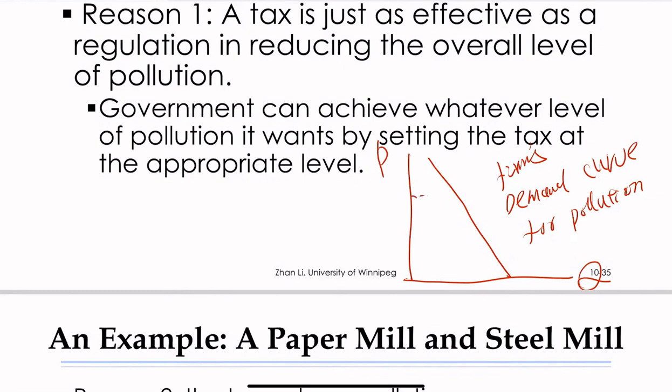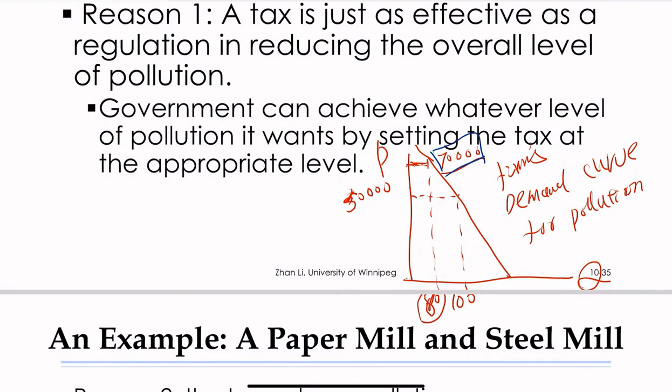Let's say at the tax of $50,000, each firm will want to pollute 100 tons. Then at the price of, let's say, I just give a random number, $70,000, the firms will only want to produce 80 tons. Now you can see that if the government wants to make sure every firm will only produce 80 tons, then government should impose this $70,000 tax.